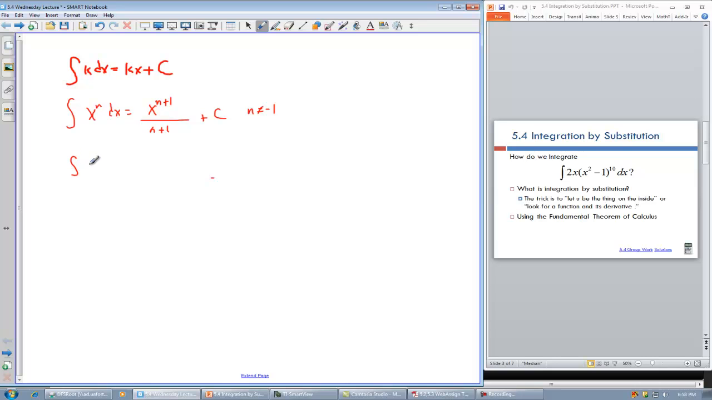And the third type is the integral of e to the x dx. Right? The integral of this is just e to the x plus c. And finally, the integral of 1 over x, so this is when n is equal to -1, dx is equal to ln of the absolute value of x plus c. All right, so these are our four types. And so if we want to integrate something, we have to turn it into one of these four types so we can get rid of basically this integral sign, this s, and this dx. And that's the only way we can do this.